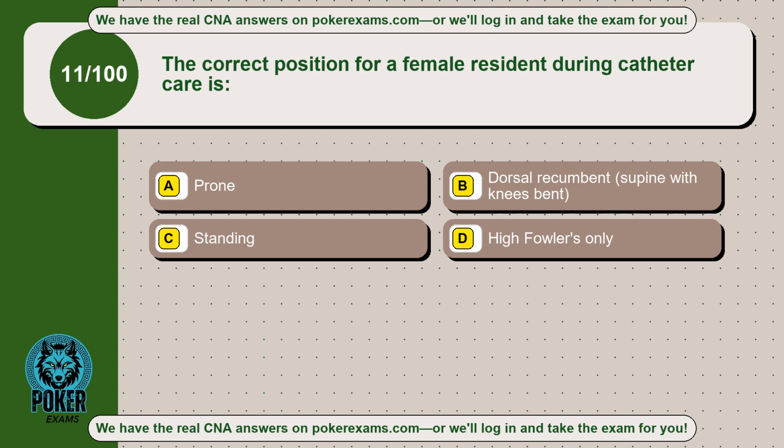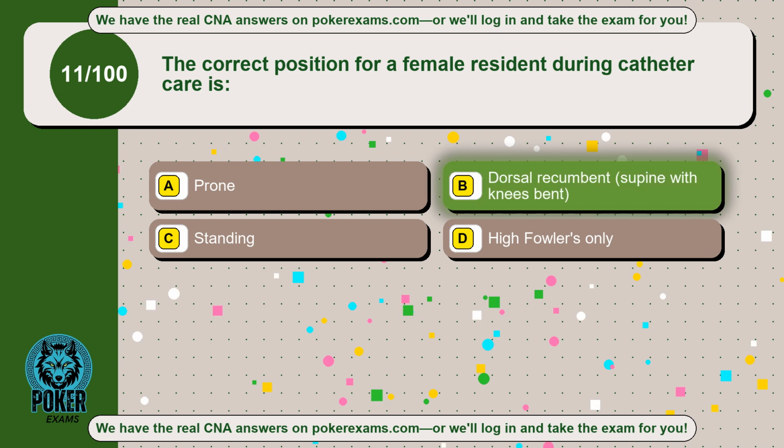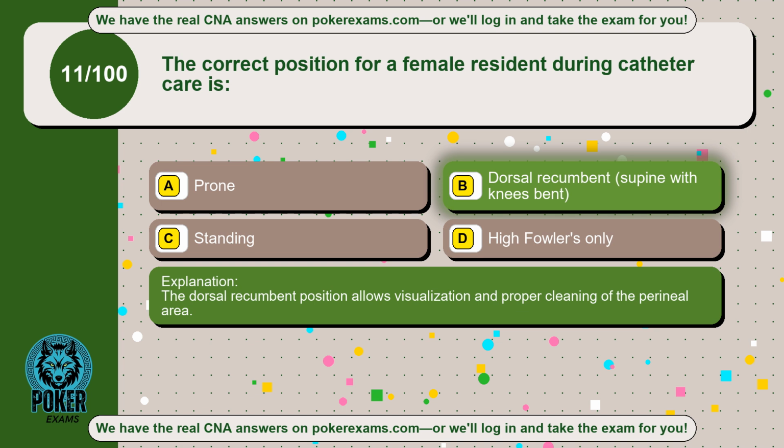Question 11. The correct position for a female resident during catheter care is: Option A, prone. Option B, dorsal recumbent, supine with knees bent. Option C, standing. Option D, high Fowler's only. The correct answer is option B, dorsal recumbent, supine with knees bent. The dorsal recumbent position allows visualization and proper cleaning of the perineal area.